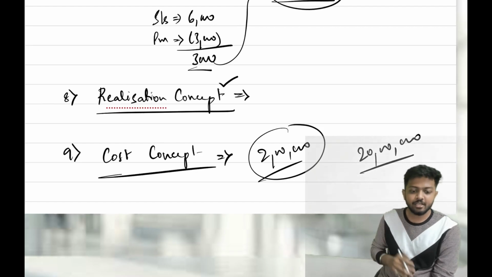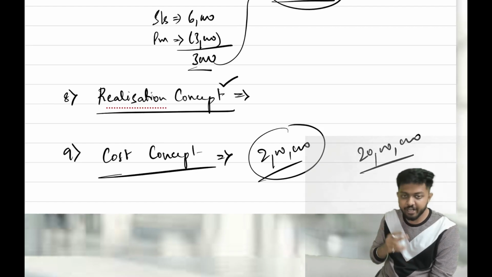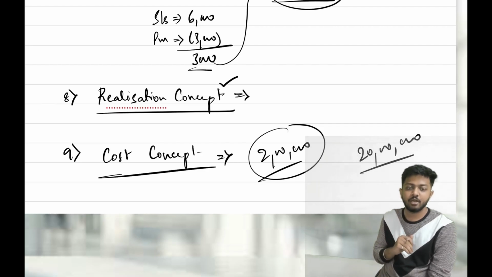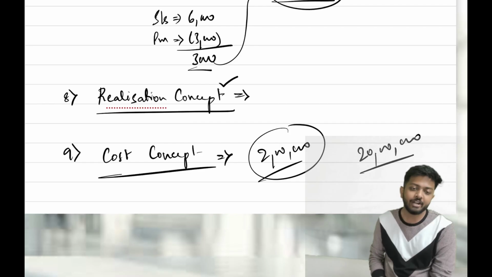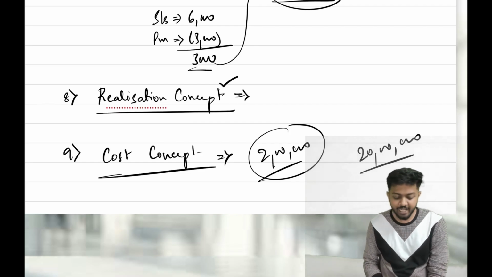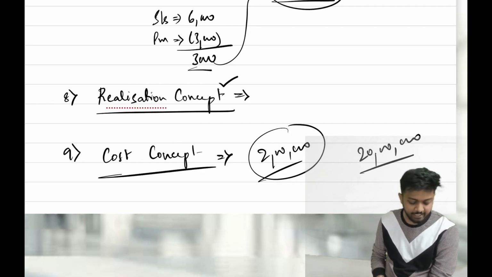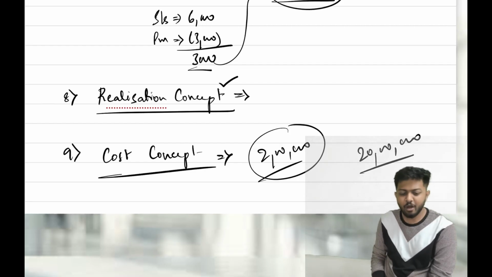Any money which is realized in cash, and it is converted into cash. You have received the cash with respect to some transaction. Only then you are supposed to record it as income. Is what the realization concept is telling. Okay. Of course, there are now many things that have changed.